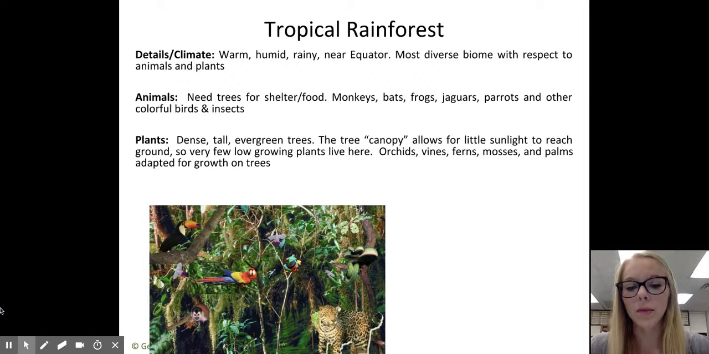The tropical rainforest is famously known for its hot temperature and heavy rainfall. There are many tall, dense evergreen trees that provide shelter and food for animals like monkeys, frogs, and jaguars. The canopy of the trees actually blocks most sunlight from hitting the ground, so there are a few low-growing plants. Instead, many plants are adapted to growing on the trees.